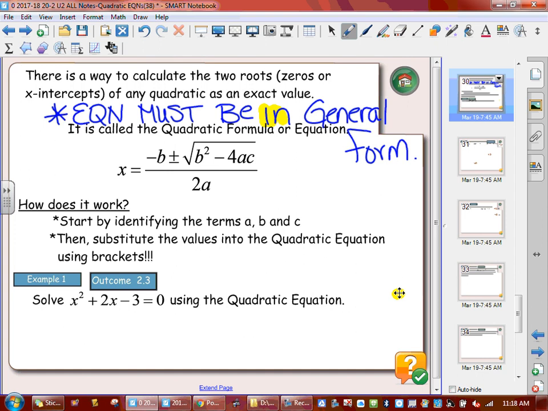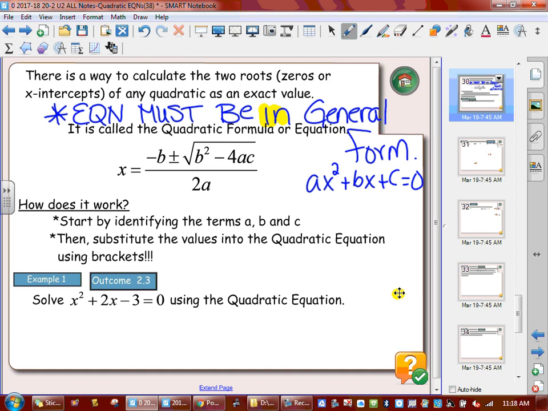In general form is where we have ax squared plus bx plus c equals 0. So it's our normal trinomial, okay? So it's a normal trinomial equaling 0, or you could say y equals the trinomial, okay? So what we do is we have to identify the numbers, a, b, and c. That's what we do. And then we put the numbers into the actual equation.